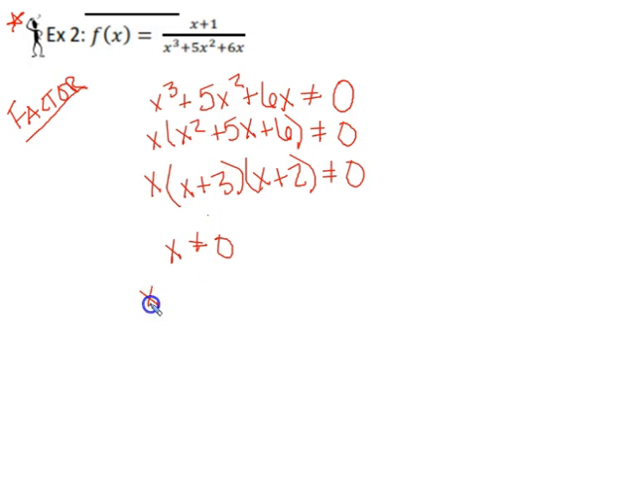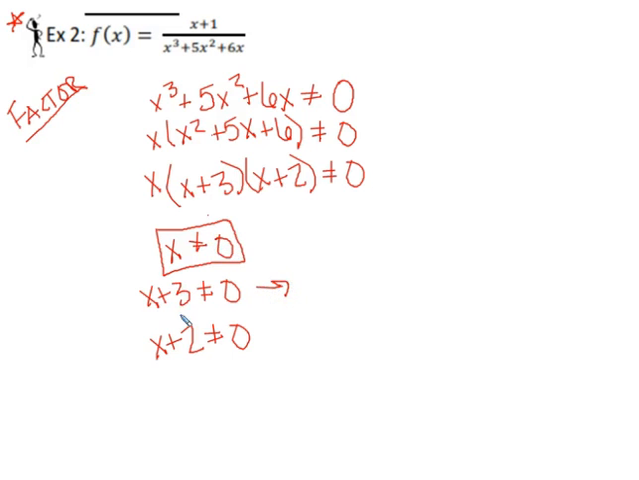Our second piece might not equal 0. And our third piece might not equal 0. So just like in our factoring section, to figure out what x is, we're looking at each piece individually. Well, this one right here is already solved for x. So x cannot equal 0. That's definitely a number that is not in our domain.